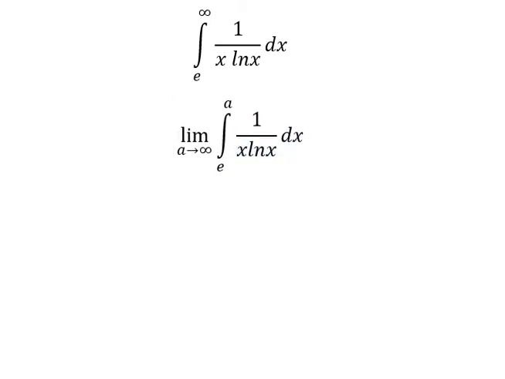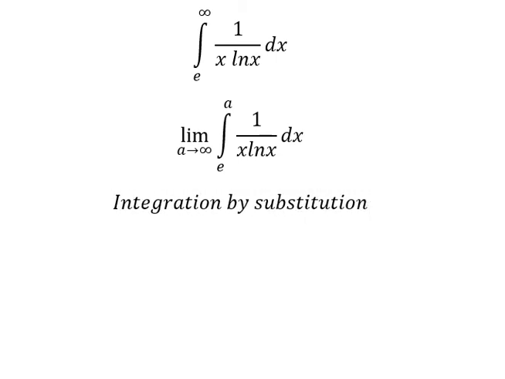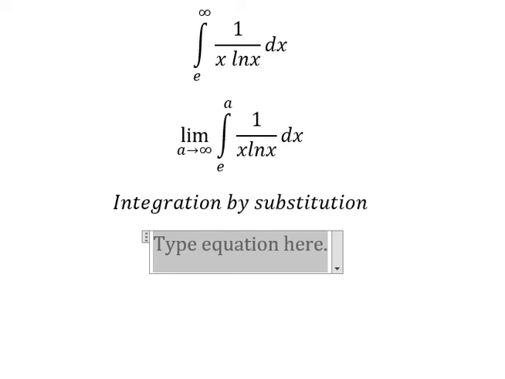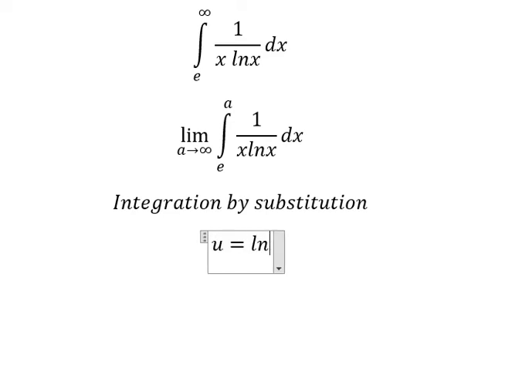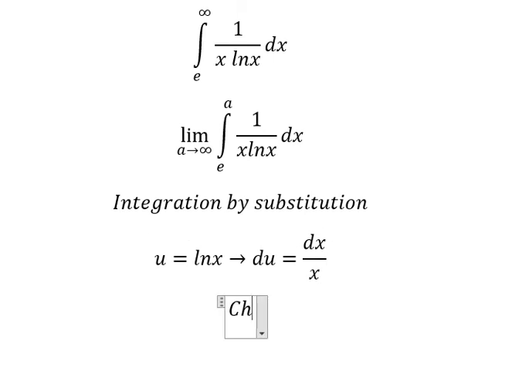Next, we need to use integration by substitution. So I will put u equals ln(s). Later, we take the first derivative of both sides, and we have du equals ds over s. Next, we need to change the bounds.